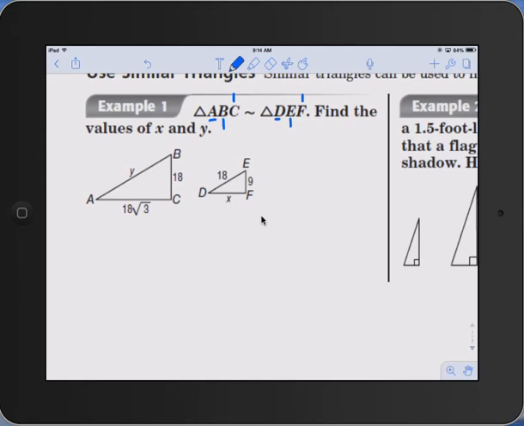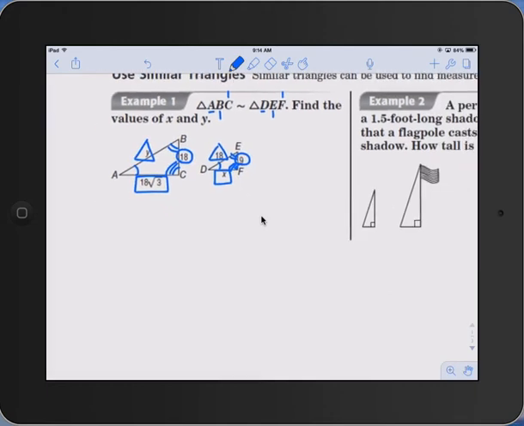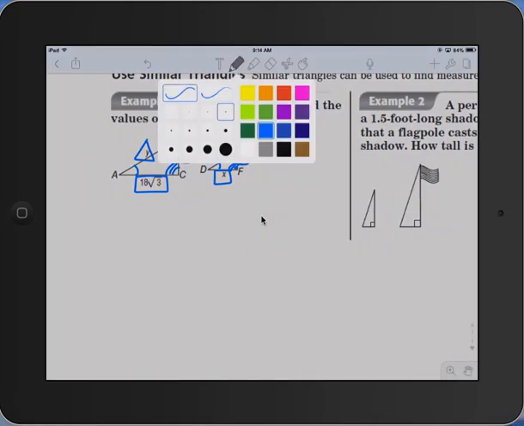All right, which means that A, D, B, E, and C, F, which means it's kind of drawn correctly. We've got it in the same orientation. So across from the single marked angle is the 18, and there's the 9. Across from the double marked angle is 18 root 3 and x, and across from the triple marked angle is y and 18.